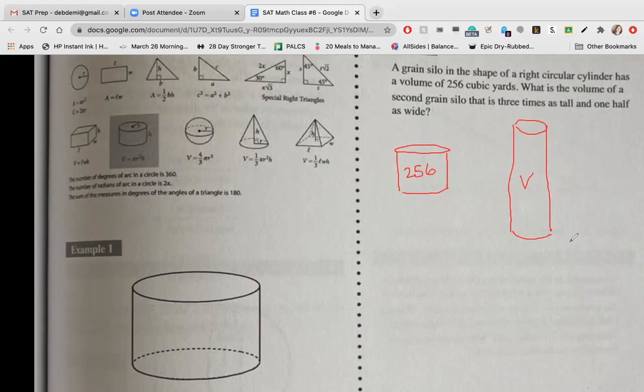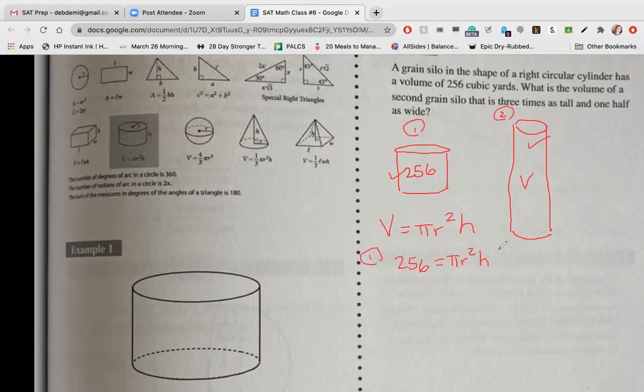So they want to know the volume of this one. Oh my goodness, how are we possibly going to figure that out? This seems impossible. So we pull out our formula, volume equals pi r squared h. For this one, we know the volume is 256. We don't know either of their radiuses. So the first one, this is 1, this is 2. So the first one is 256 equals pi r squared h.